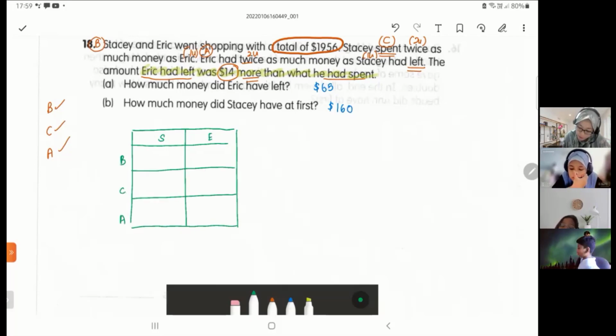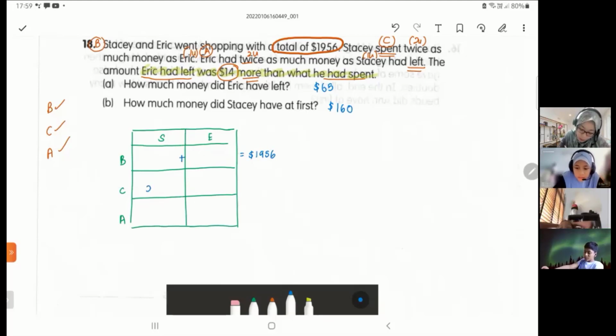Okay, we put in the information. So the before, do I know how many Stacy and Eric have respectively before? No. I know they have a total of 1956. Stacy spent twice as much as Eric. Spend means change, right? 2 unit, 1 unit. Then Eric had twice as much money as Stacy left. Eric have 2 unit and 1 unit.